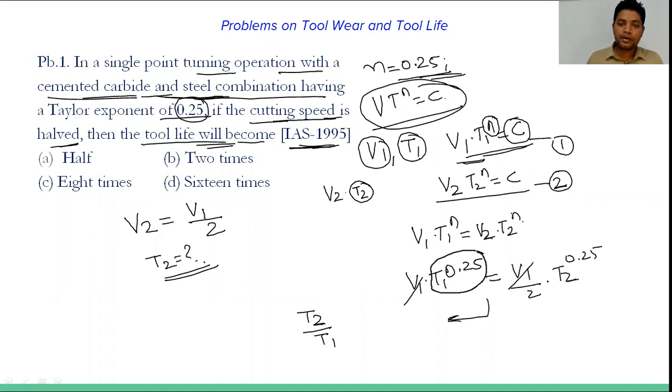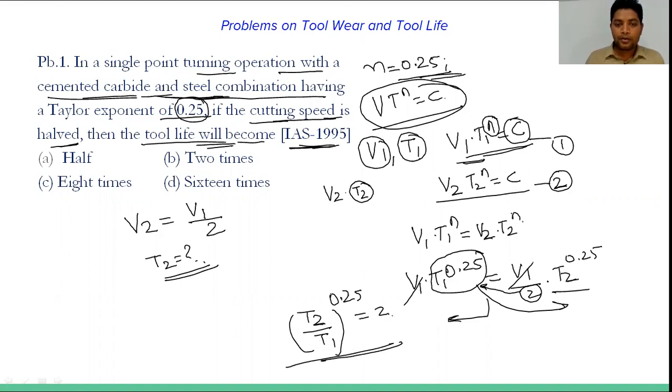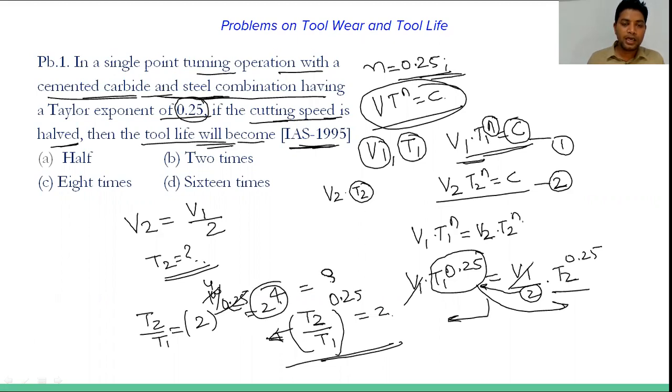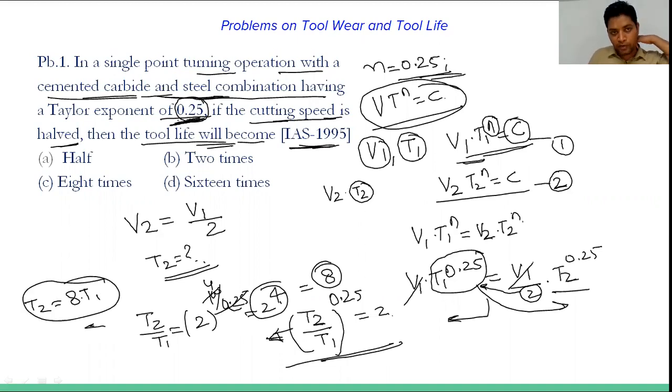If I find the value of T2 by T1, I have to bring this term under T2, and bring this other term over here. So T2 by T1 raised to 0.25 equals 2. Now when you reverse the power, T2 by T1 will be equal to 2 raised to 1 by 0.25. So 1 by 0.25 will be 4, so 2 raised to 4. 2 raised to 4 is 8. So T2 will be equal to 8 times T1. So the tool life at this exponent value of n, if the cutting speed becomes half, will become 8 times.